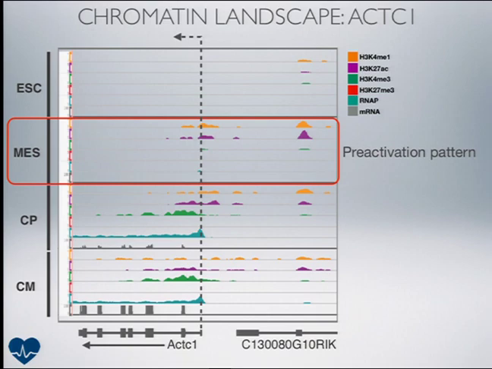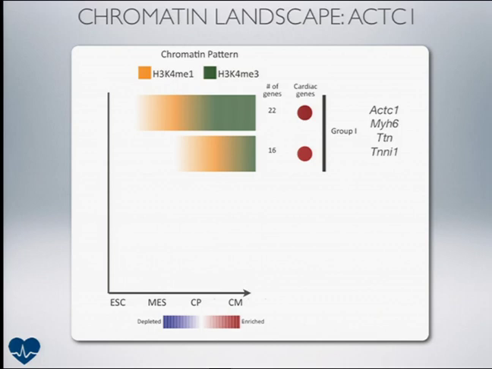So we found two major patterns of this. Here I'm showing you only the K4 monomethylation followed by K4 trimethylation as an indicator of transcriptional activation. And you can see that there's two broad patterns across the time course of gaining K4 monomethylation and then gaining K4 trimethylation.